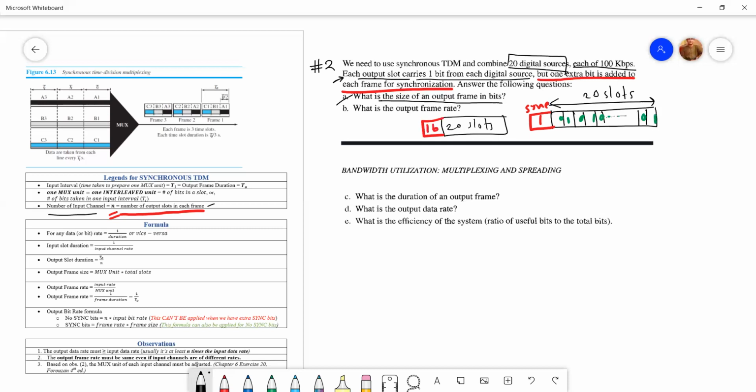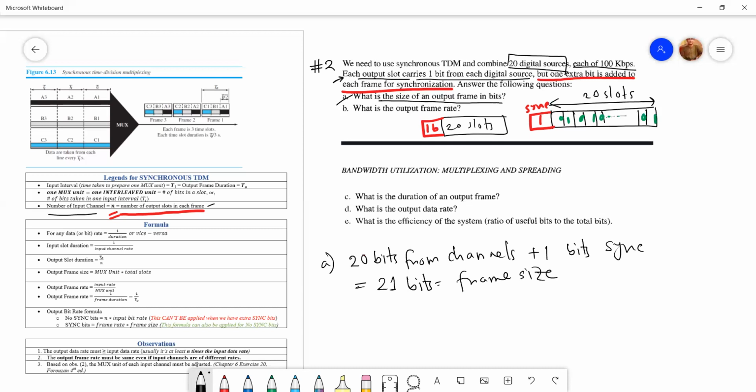We already have solved this question because we have 20 bits from the channels, plus we have one bit for the synchronization part, for the sync part. So now we know the frame size will be 21 bits. It would have been 20 bits if the synchronization bit was not added. So this is my frame size. Each of the frames is now carrying 21 bits.